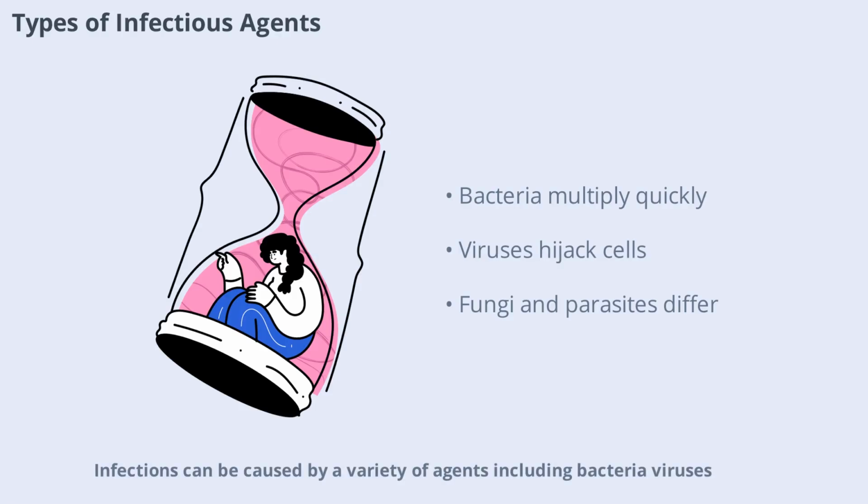Infections can be caused by a variety of agents, including bacteria, viruses, fungi, and parasites. Each of these microorganisms invades the body in different ways and can lead to a wide range of symptoms. For example, bacteria are single-celled organisms that can multiply rapidly, while viruses need to hijack your cells to reproduce. Fungi and parasites have their own unique life cycles and methods of causing disease. Understanding the type of infectious agent involved is crucial, as it guides the choice of treatment and helps prevent complications.